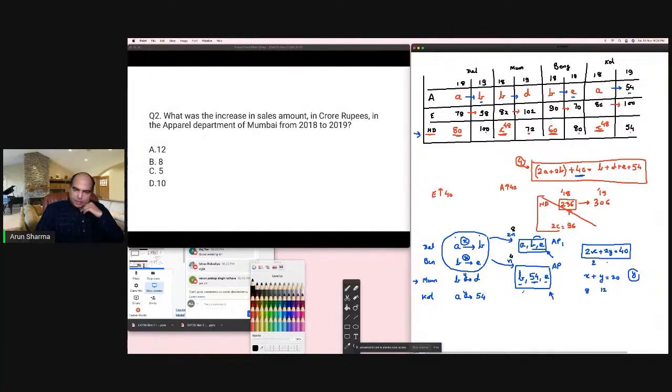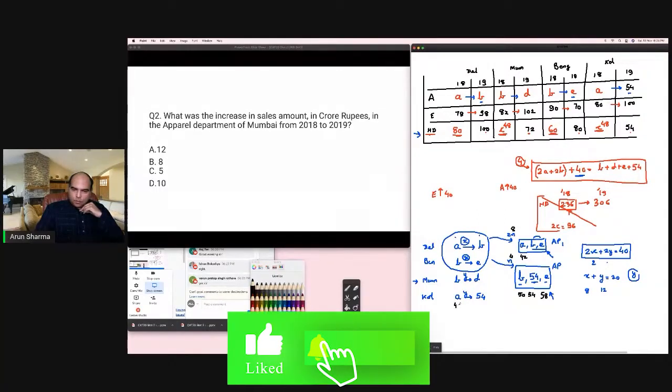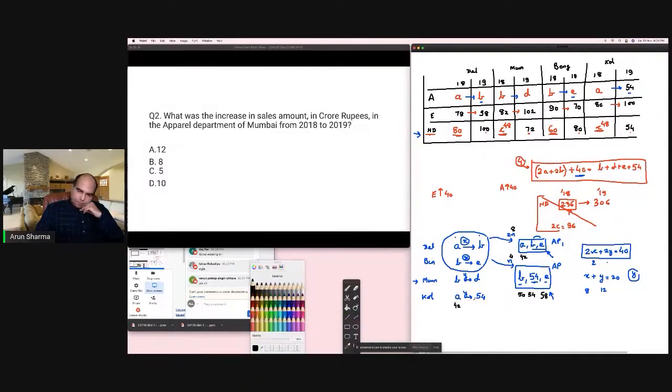And that means this is 50, 54, 58. And if b and e are 50 and 58, a will become 42. So a is 42 and y becomes 12.